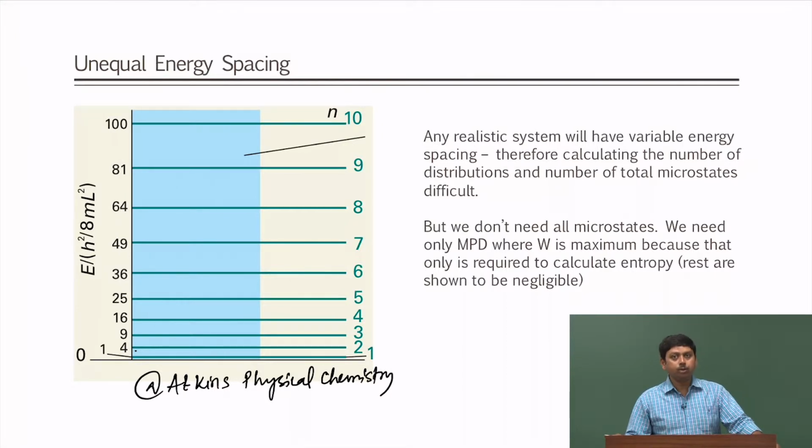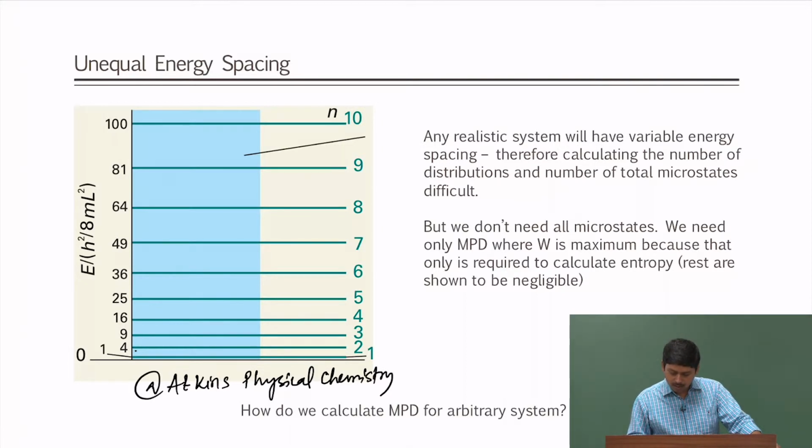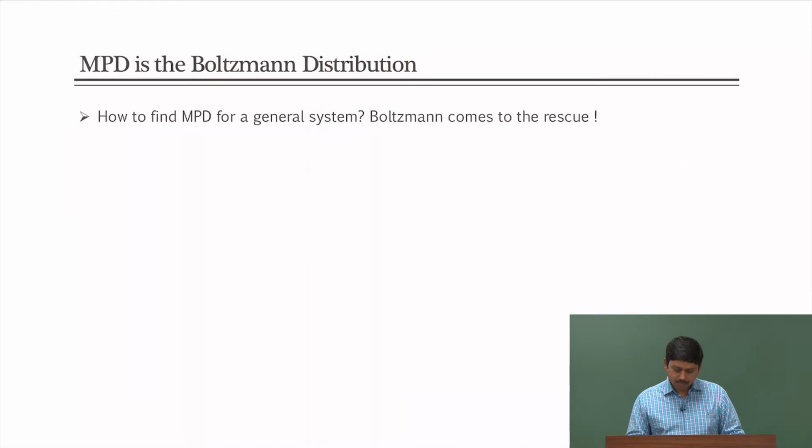So, that means we have to know how to calculate the most probable distribution irrespective of whatever the energy levels are. We do not have to care about the energy levels or energy spacing; we should be able to get the distribution of particles in the most probable distribution. Will that follow an exponential distribution like this? Let us see that. How do you calculate the most probable distribution for an arbitrary system?